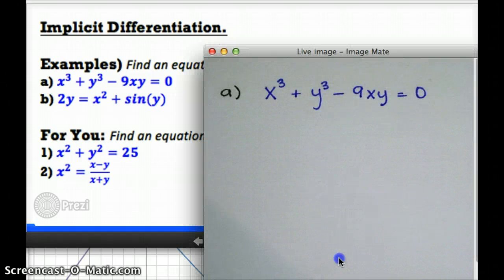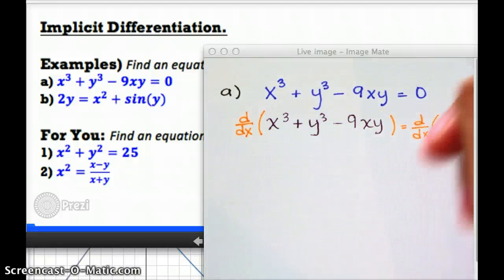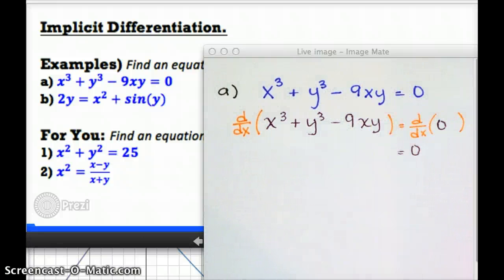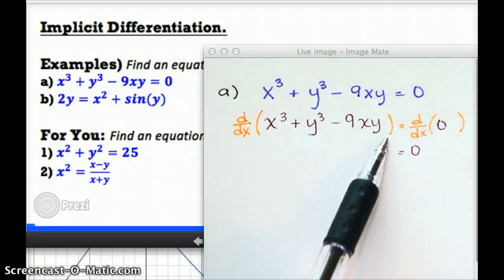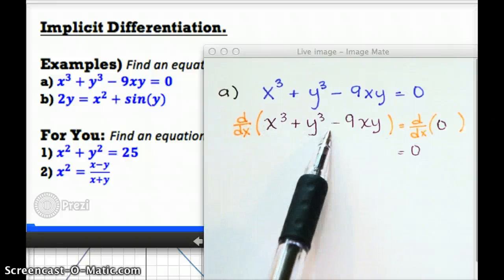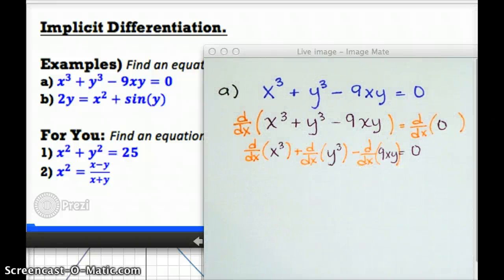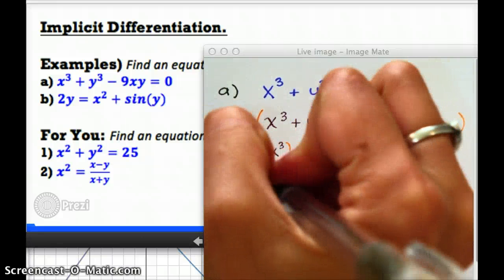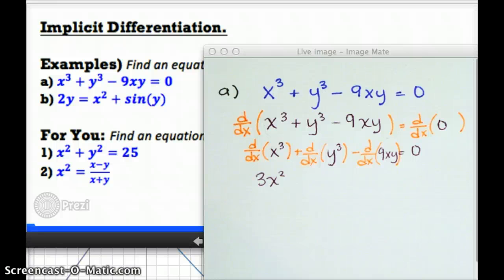For a, we have this folium, and my first step is to take the derivative of both sides. By the constant rule, the derivative of 0 is just 0. That's the easy part. By the sum and difference rule, the derivative of this entire function is the same thing as the derivative of each term added together. The derivative of x cubed is pretty easy. That's just 3x squared, because x is just your normal variable.